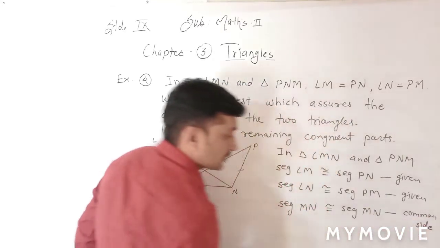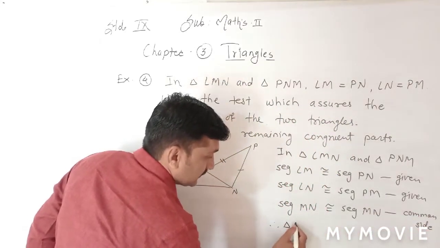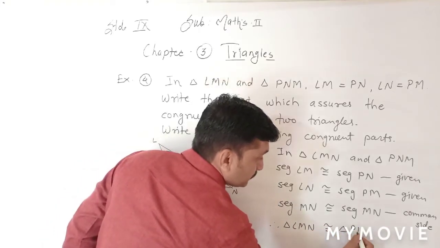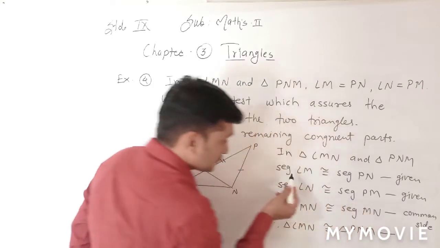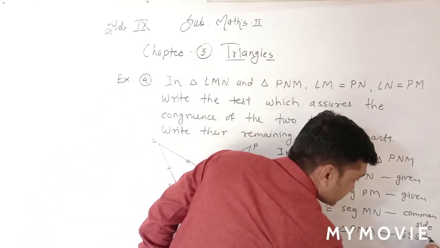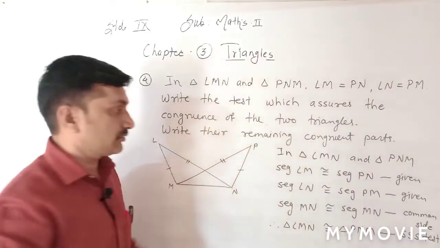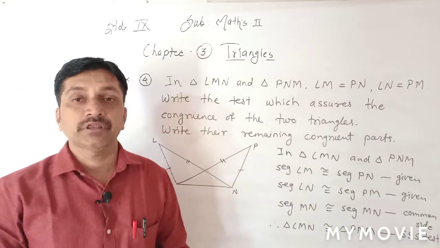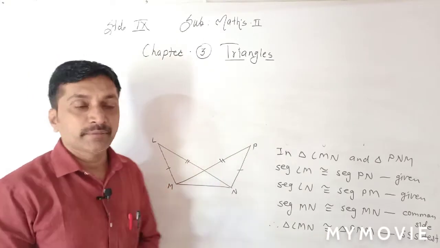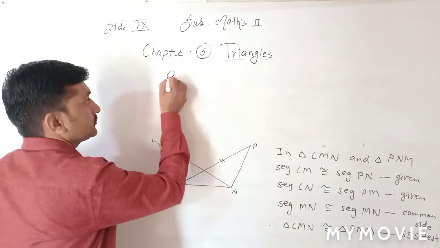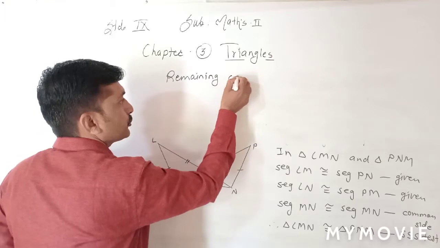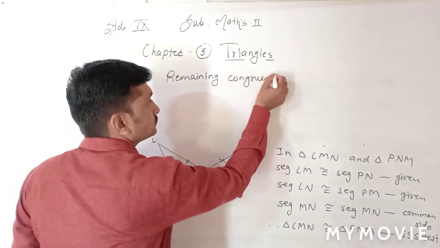Therefore triangle LMN is congruent with triangle PNM by which test? Yes, test. We proved the triangles are congruent. Now we want the remaining congruent parts. Now let's see the remaining congruent parts. Here I write remaining congruent parts.